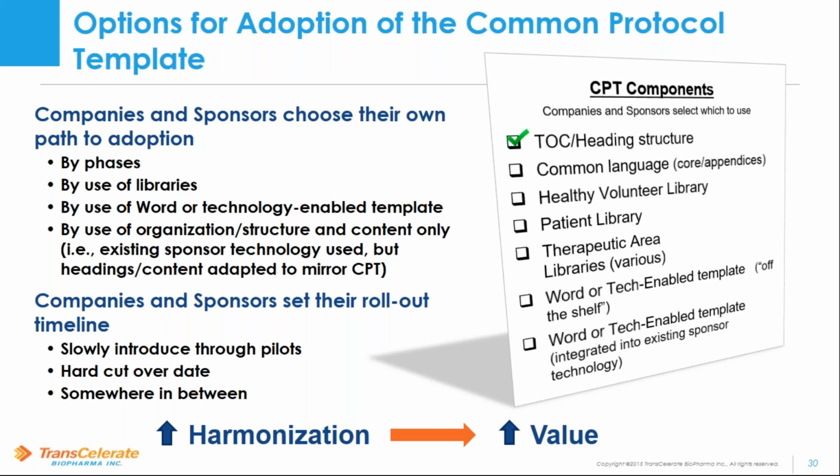It's important to note that there are different components, and we drive to have full implementation to get the most benefits. So again, the more harmonized we are, the more value we will receive. As we adopt, we stress that there are those different components. You can adopt by using the common headings, choosing just that common language, the use of those libraries, or the Word or technology-enabled edition.